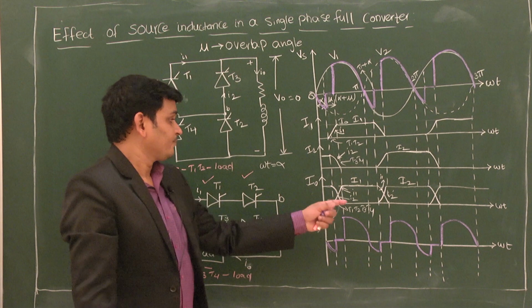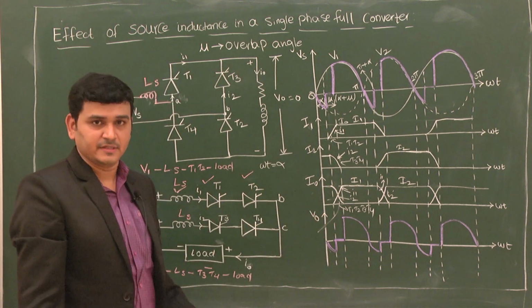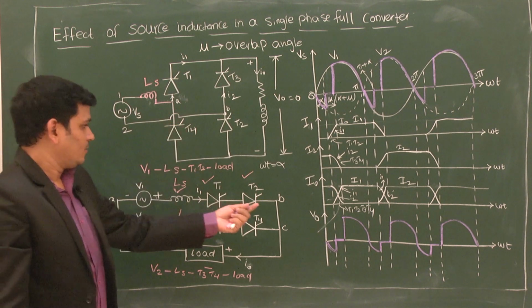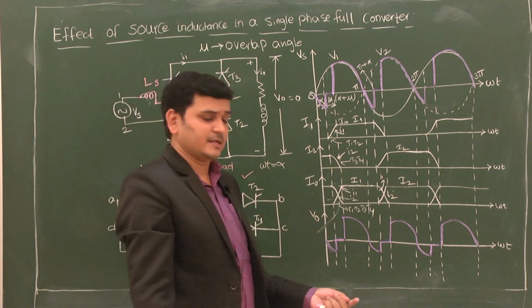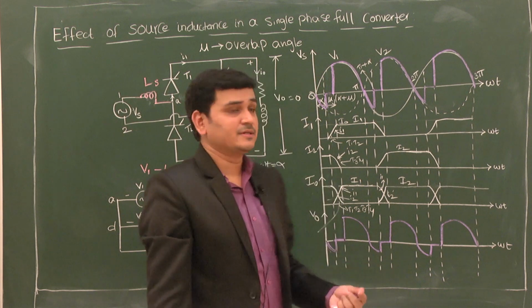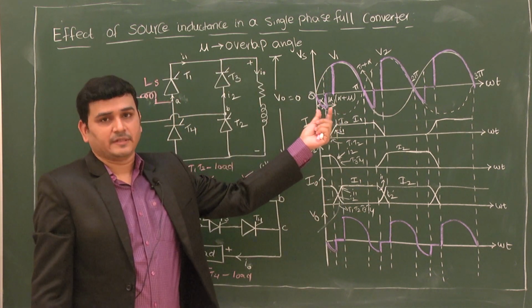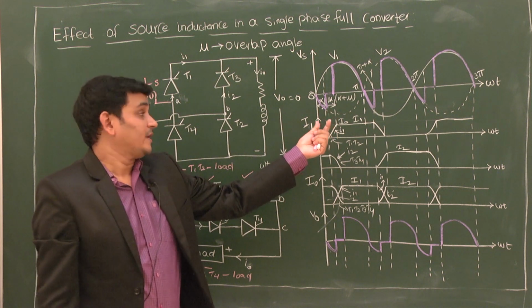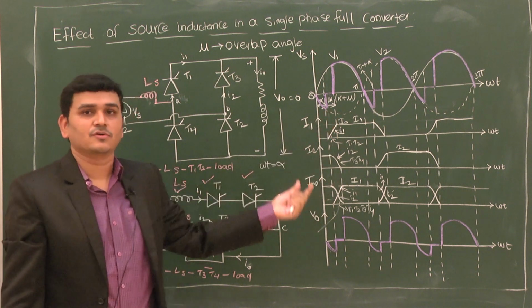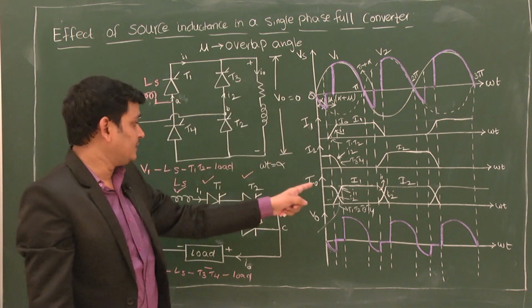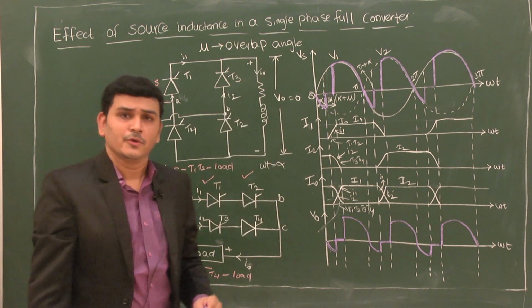Fine. So what did you observe from this? Because of the existence of source inductance, four thyristors are conducting at the same instant. That particular period is called the overlap period, and the angle corresponding to it is called the overlap angle. In that duration the output voltage is 0.